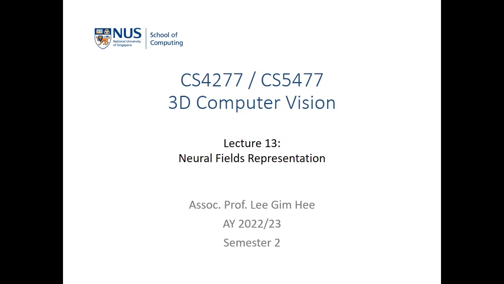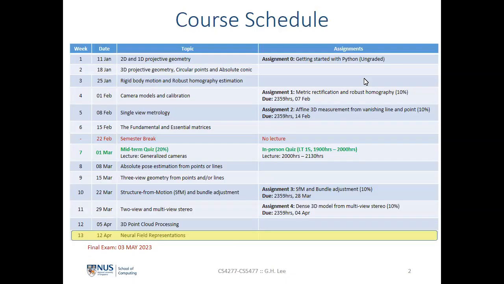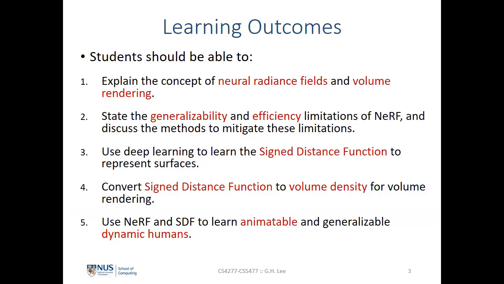Okay, so today we'll talk about neural fields representation. It's going to be our last lecture of the semester. So hopefully by the end of today's lecture, you'll be able to appreciate what a neural radiance field is and the concept of volume rendering. I'll also talk about the limitations of the vanilla NeRF, which is the original NeRF that was published at ECCV 2020. Basically, it has two limitations.